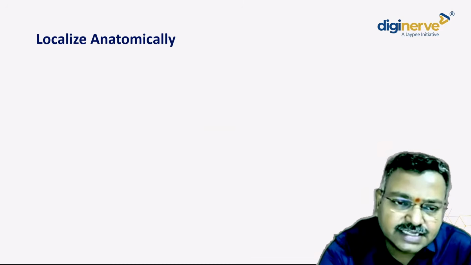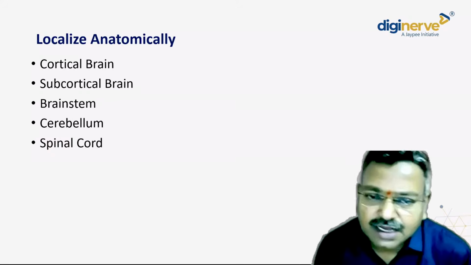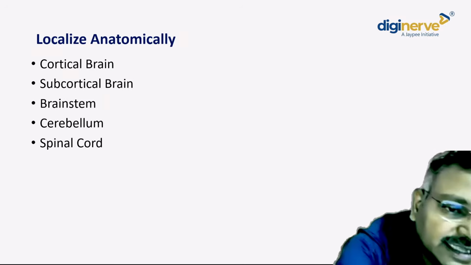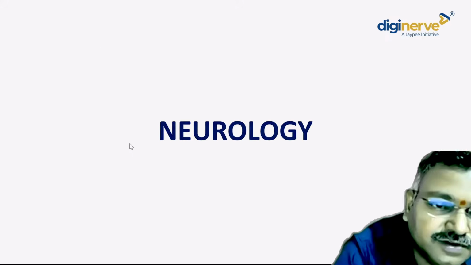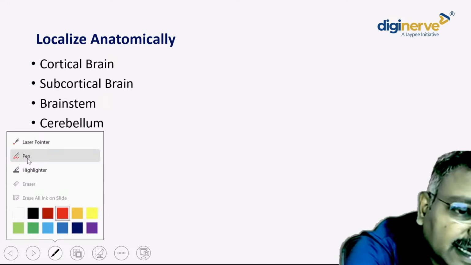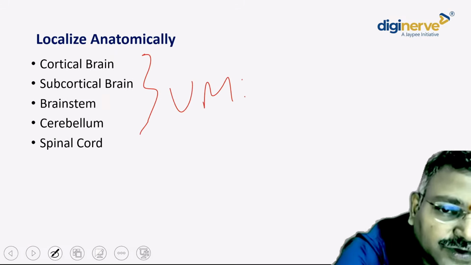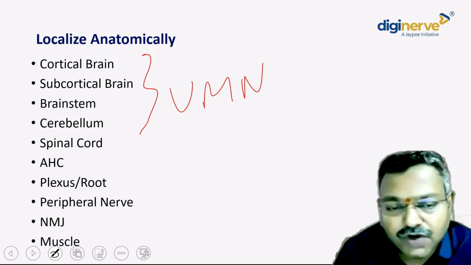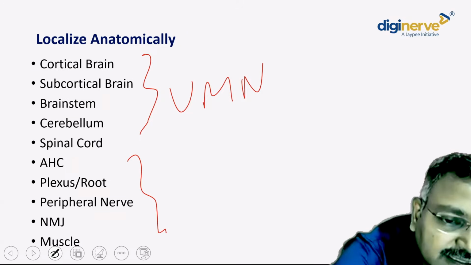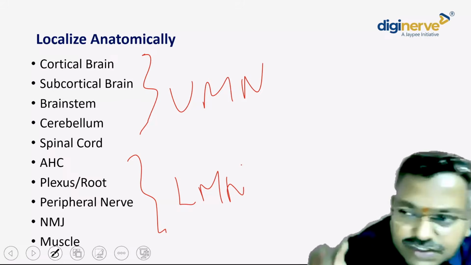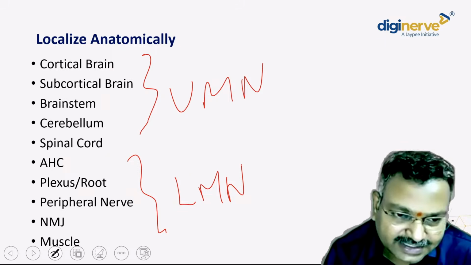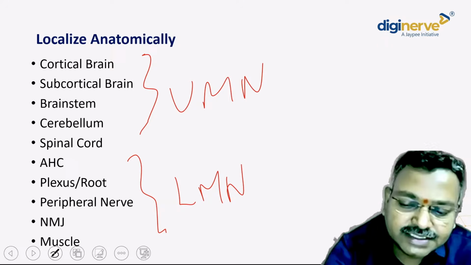Very frequent questions asked. If you start the nervous system right from the cortex, the subcortex, the brainstem, the cerebellum, and spinal cord, that is up to the anterior horn cell, you will be considering it as the upper motor neuron. From below that, that is the anterior horn cell, the plexus, the roots, the peripheral nerve, the neuromuscular junction, and muscle, these form the lower motor neuron. So this is the basic difference you should know when you consider an upper motor neuron disease and a lower motor neuron disease. These are the structures which come under each of these categories.